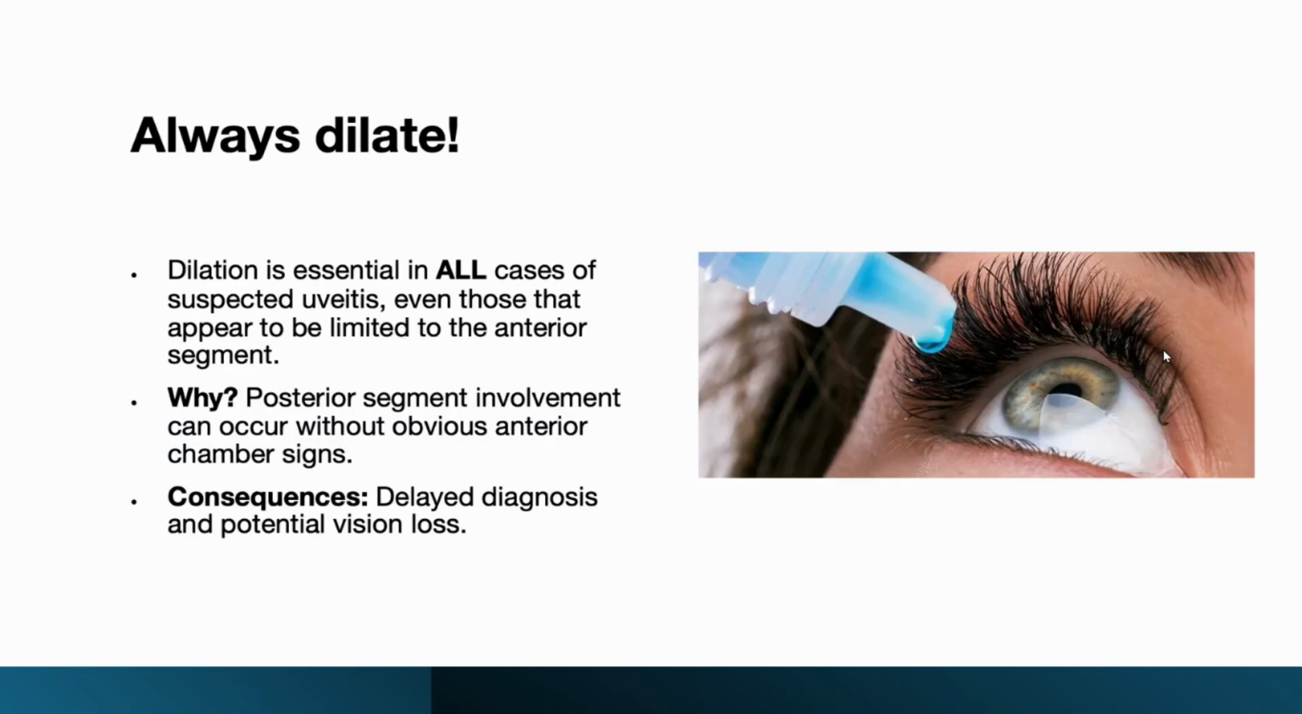So this is a reminder that it's absolutely necessary for dilation in all cases of suspected uveitis. Even if the inflammation seems confined to the front of the eye, the posterior segment can be still involved. Missing this can lead to delayed diagnosis and, in some cases, irreversible sight loss. Conditions that we'll discuss later, such as acute retinal necrosis, can progress rapidly.